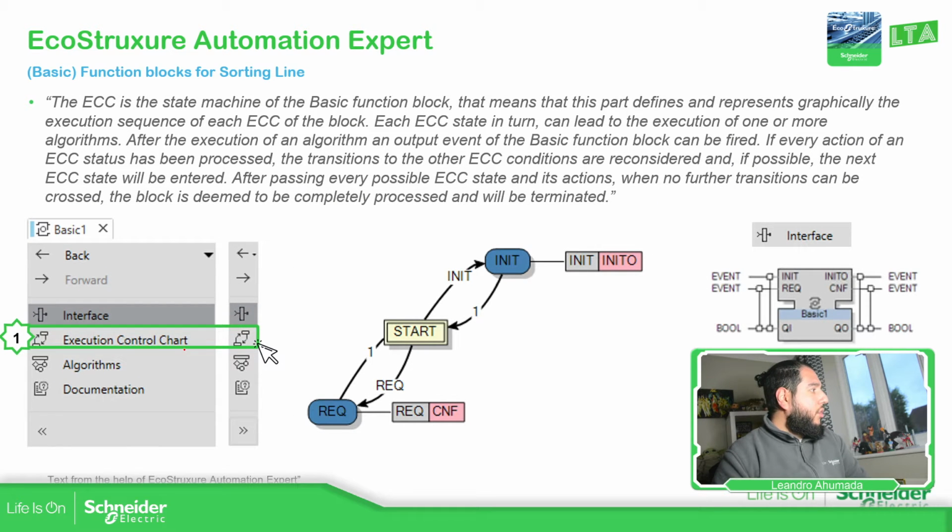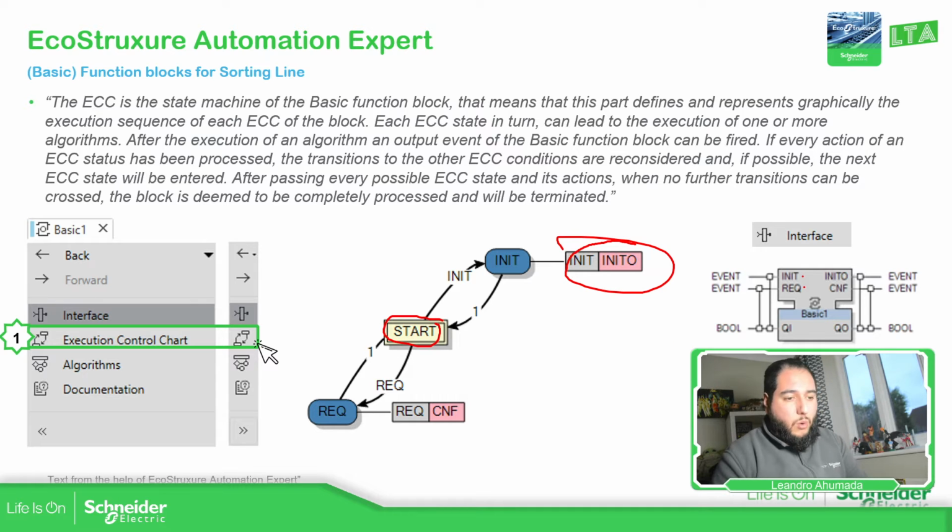Now we have this execution control chart. This is the theoretical part at the bottom, but basically it is a state diagram, or state machine. Okay, that's the word I wanted to use, state machine. So we start from here, from the start, and depending on the execution of the event inputs, we execute different algorithms. Okay, so basically that is the idea over here.